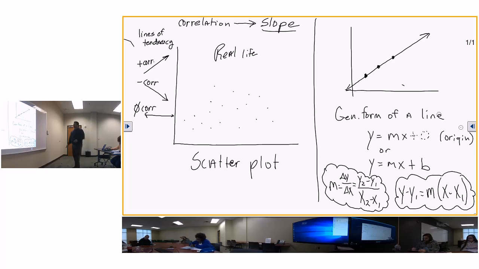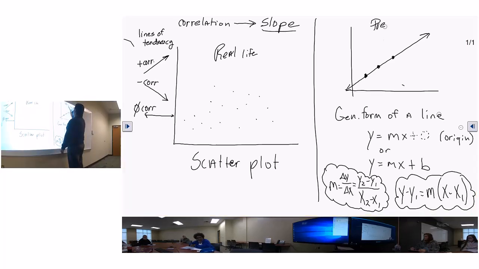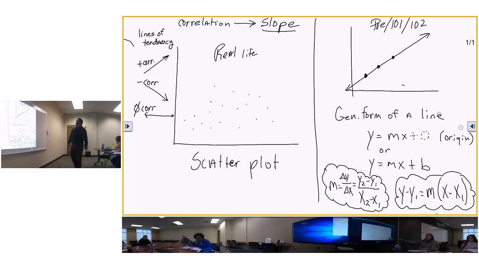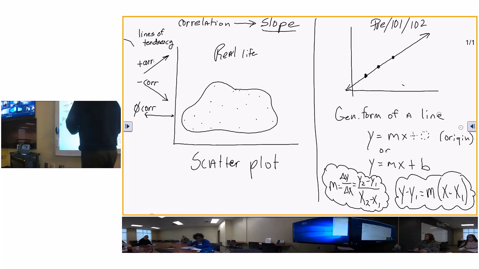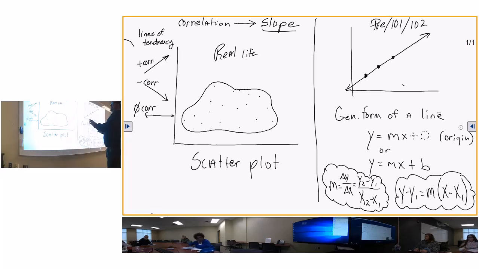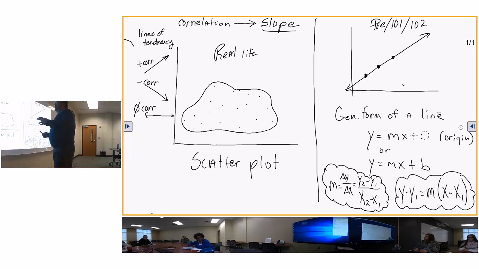Now, all of this you should remember from pre-algebra 101 and 102. Okay, so I'm going to put those classes up here. Pre-algebra 101 and 102. Or you had algebra 1 and 2 in high school, or you had 101 and 102 here. Okay? Now, when you have a scatter plot, now we're going back over here. When you want to look at this area and see if you can find any kind of tendency.